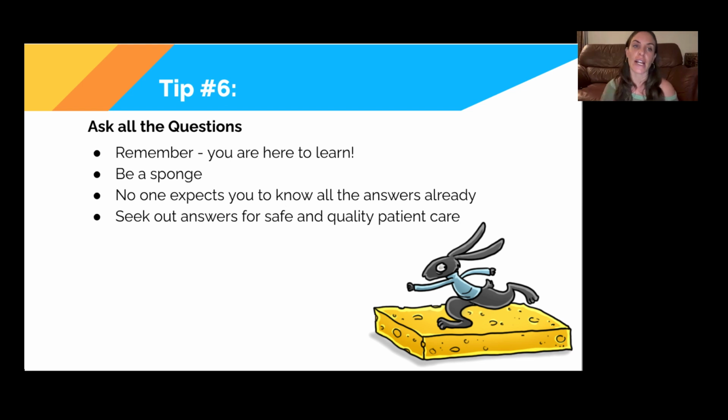All right, tip 6, ask all the questions. So remember, you are here to learn. A lot of people get embarrassed to ask questions. They don't want to look dumb, or they don't want to feel like, I should know this already. This is the point. You're in clinicals to learn. So be a sponge, soak up all the information, ask all the questions you have, because this is literally the time to ask all the questions you have to be able to go in and be the best nurse that you can possibly be. No one expects you to know all the answers already.